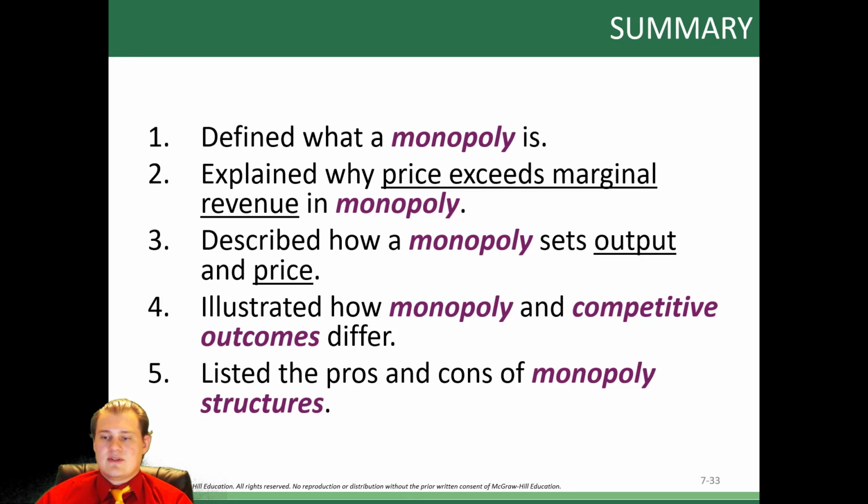Illustrate how monopoly and competitive outcomes differ. Very simple. Monopolies will always charge you more because it makes them more money, and they will produce less than a competitive firm. It will always happen that way. List the pros and cons of monopoly structures. The only real pro is they do have the resources to innovate if they choose to, which may happen if they are afraid of people coming into their industry.